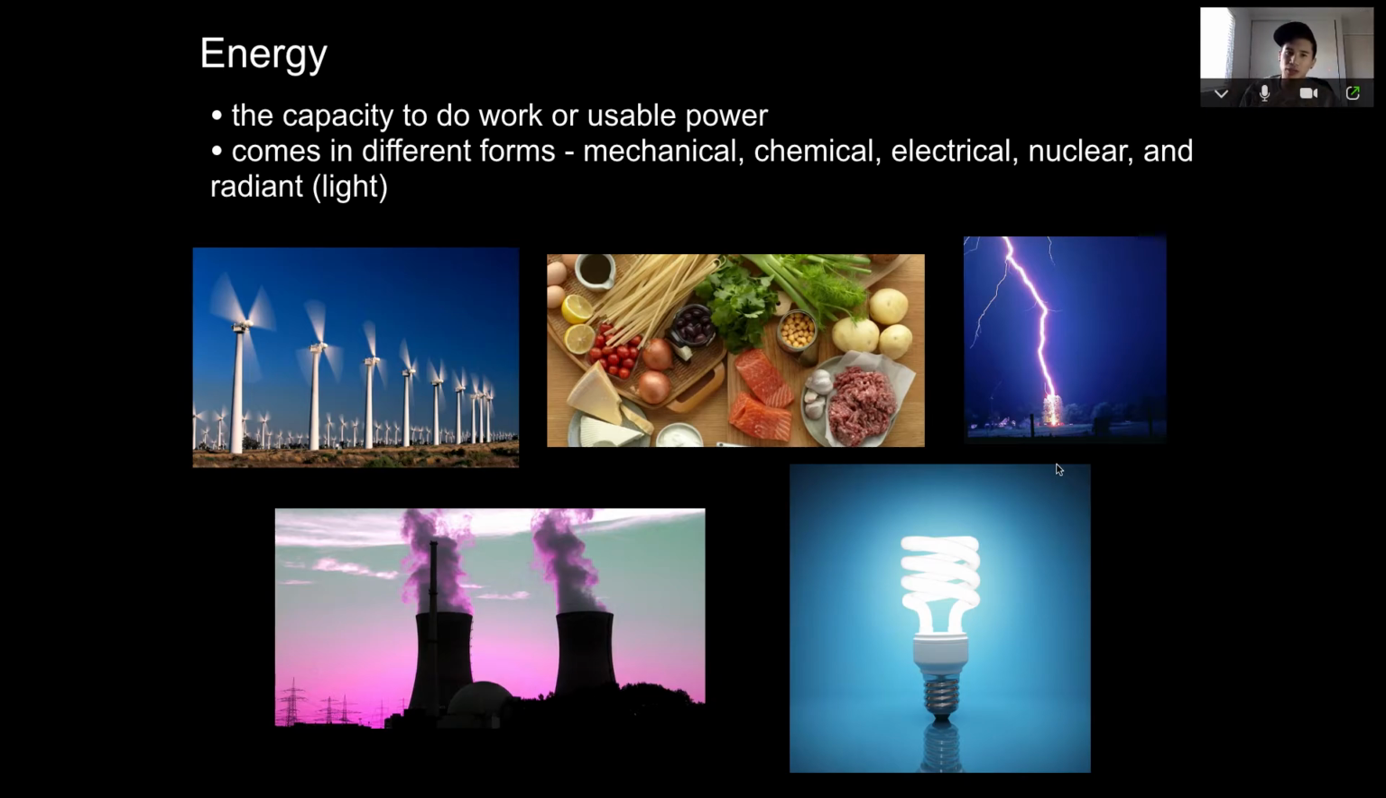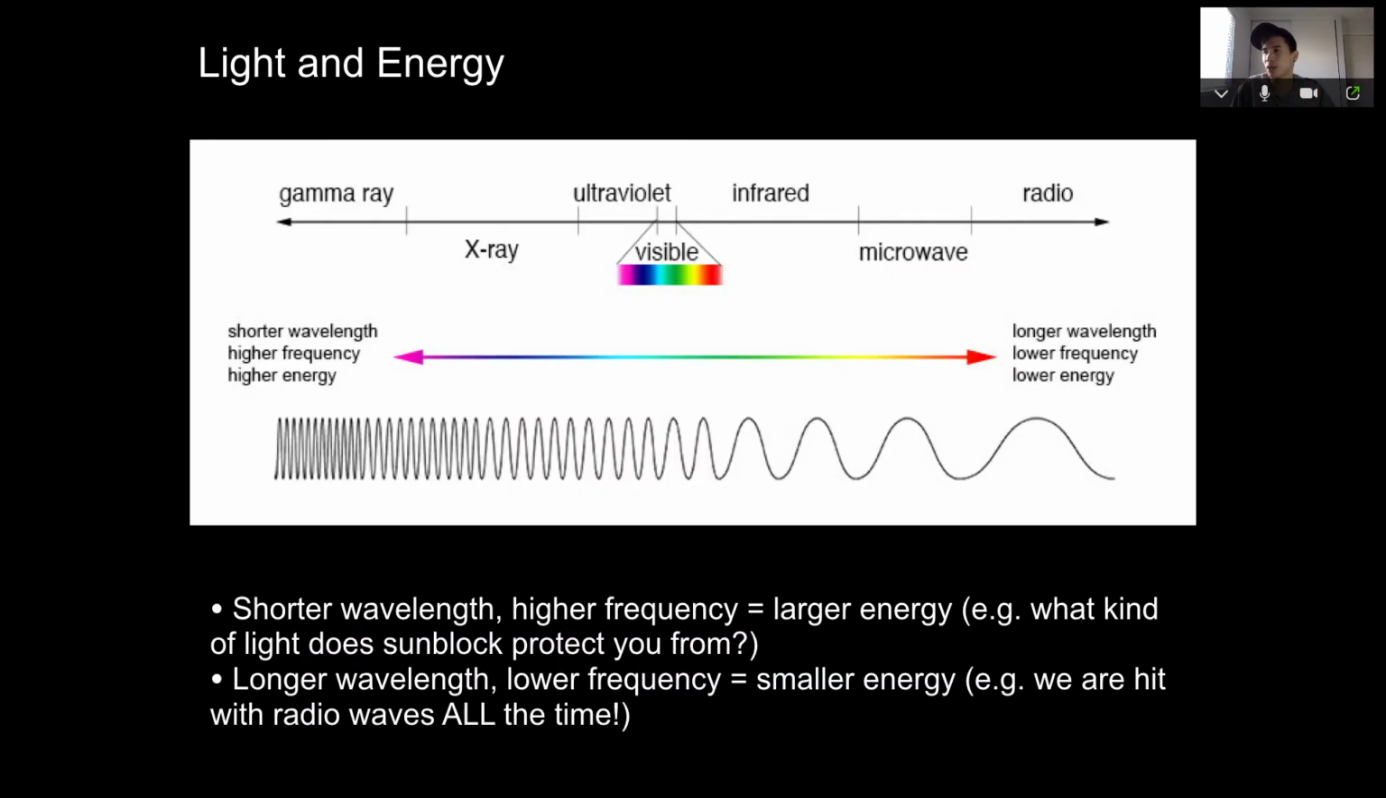Whenever you're eating food, for example, food has a lot of stored energy. You are converting that by digesting food, and now you can convert the chemical energy that the food contained into some sort of usable mechanical energy. Now, light carries energy, and the energy carried by light is called radiant energy.